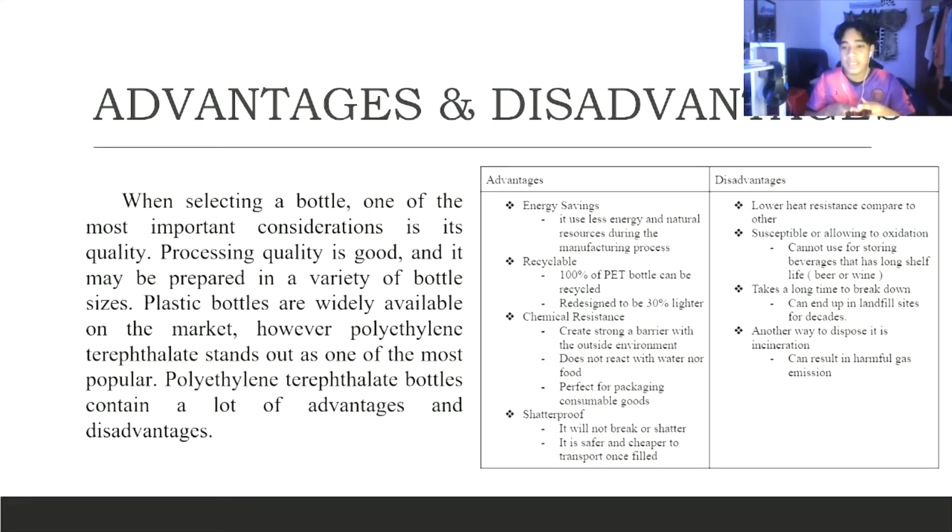And the last one is that there is another way to dispose of it, which is called incineration, but it can result in harmful gas emissions. So that is all from me.